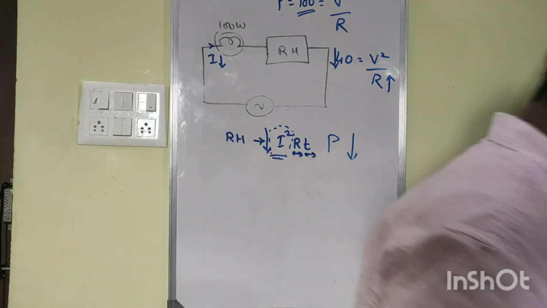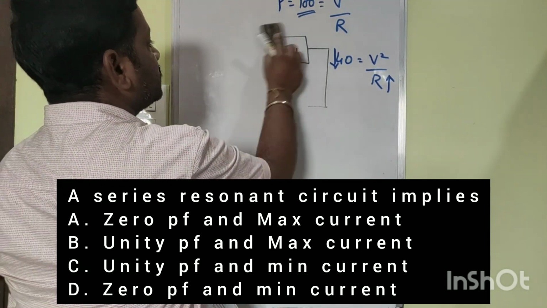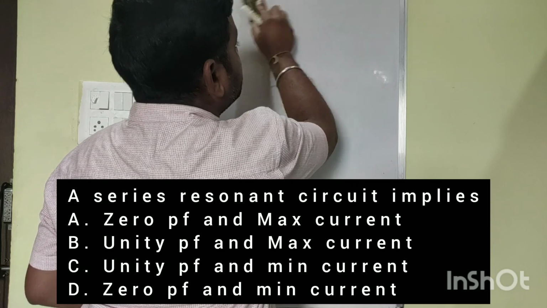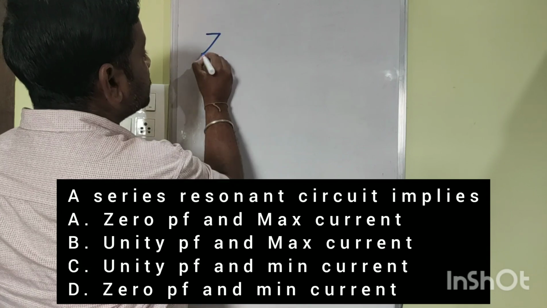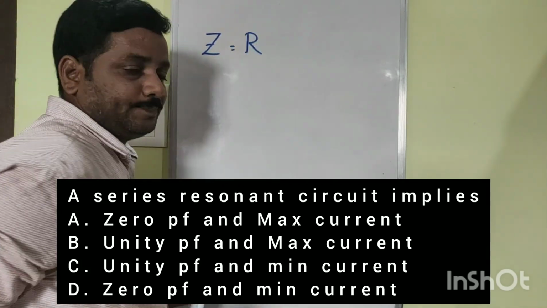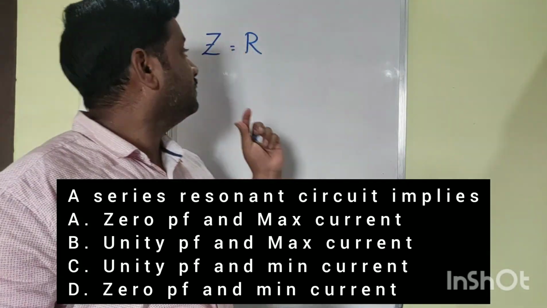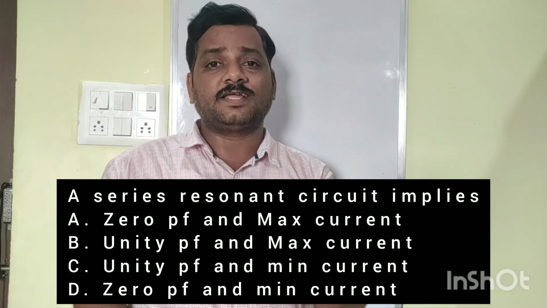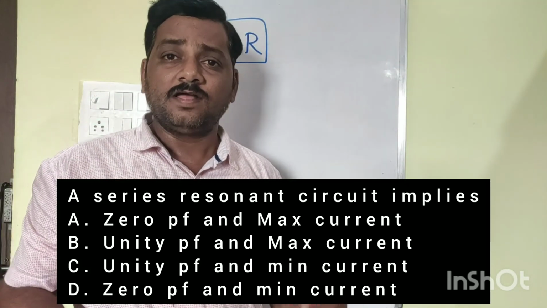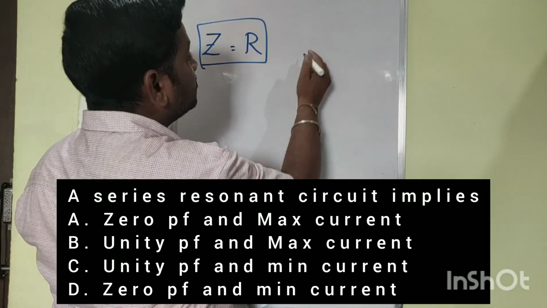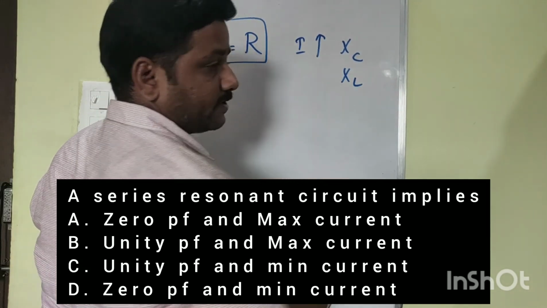That question is something like this: a series resonant circuit implies dash. There are 4 options provided. So what is it going to imply? A series resonant circuit will have some simple parameters. In a series resonant circuit we get Z equal to R. There will not be a capacitive reactance and inductive reactance. We will have only the resistance, which is equal to the impedance Z. And in this case, at resonance, the current is going to be high because there is no capacitive reactance and inductive reactance.